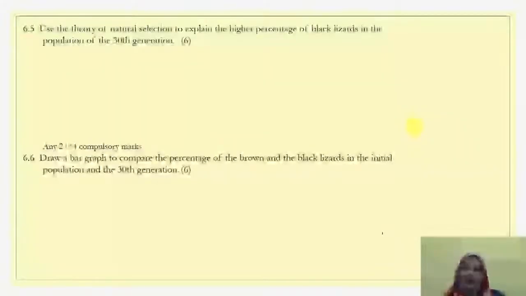So I know my format, right? Produces many offspring, there's great variation. Some have a favorable, some do not have the favorable characteristics. So let's apply it. How do I apply it to a specific problem? And look at the bottom here. There are 4 compulsory marks. Why 4 compulsory marks? Because it is a specific lizard and 30 generations.